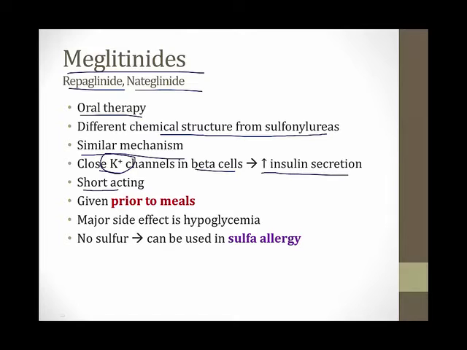They are short-acting, so they're given prior to meals. Their major side effect is hypoglycemia, just like the sulfonylureas. One important difference is that they do not have a sulfur moiety, so they can be used safely in patients who have a sulfa allergy.